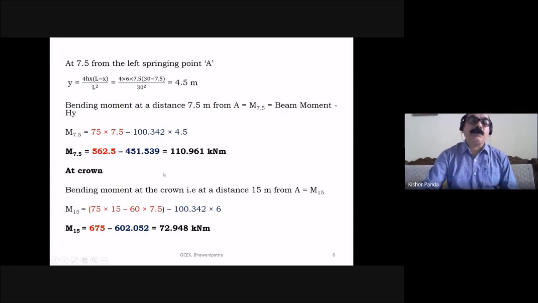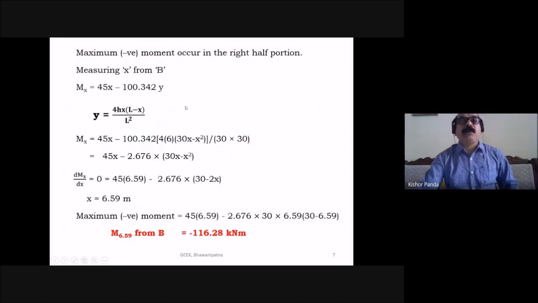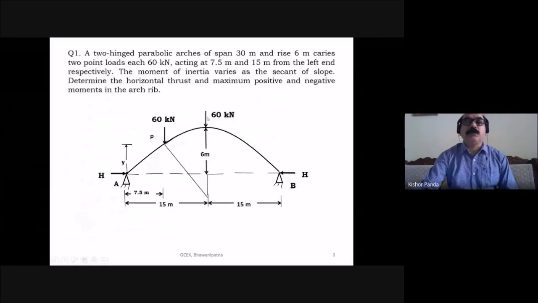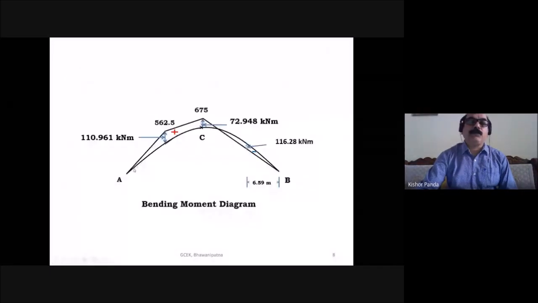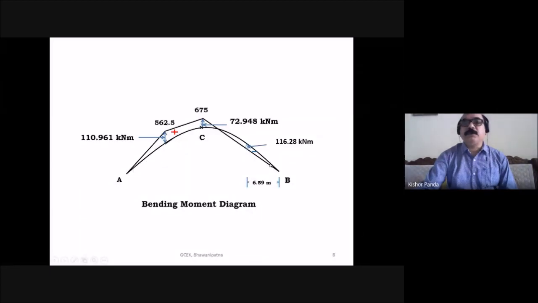So where did you get the maximum positive moment? At a distance 7.5 meter from the support A, you got the maximum positive moment. At the crown, the positive moment is less, but the maximum positive moment is at 7.5 meter from the support A. Then you have to find the maximum negative moment. The maximum negative moment occurs in the right portion. Now, to draw the bending moment diagram, this moment diagram is due to the beam moment. This is the beam moment diagram.